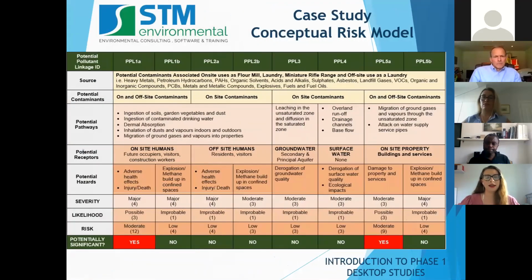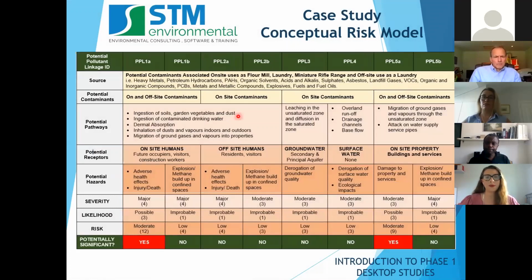Finally, this is the more in-depth version of the conceptual risk model. It draws together all of the information from the Phase 1 desktop study in one place. There will usually be a section leading on from this, which outlines the reasoning why a Phase 2 is required, or why one is not considered to be necessary. So as you can see, you've got everything in one place.